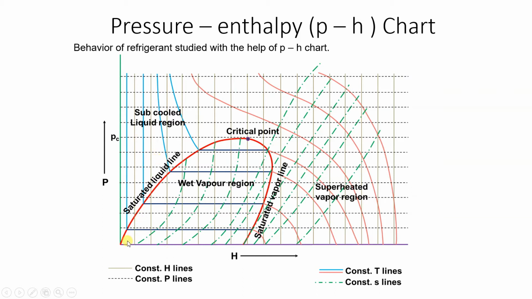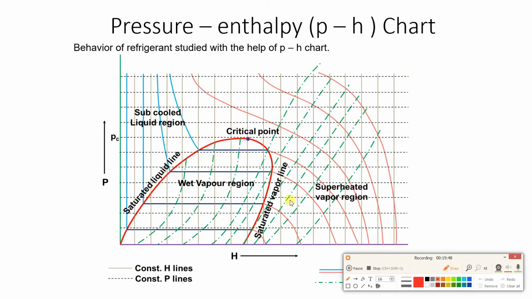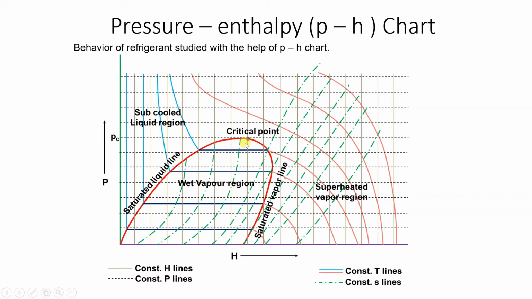So here you can see this red color part is vapor dome, and the topmost point over here is the critical point. Now this vapor dome is divided into two parts: the saturated liquid line, and after the critical point, the saturated vapor line. Now left side of the saturated liquid line will be subcooled liquid region. So this part is subcooled liquid region.